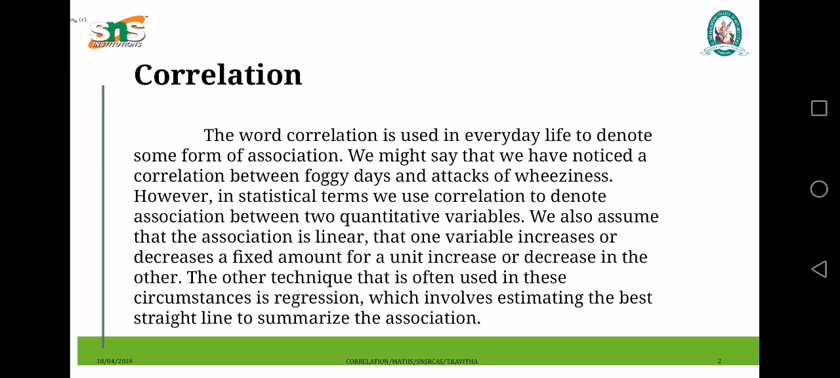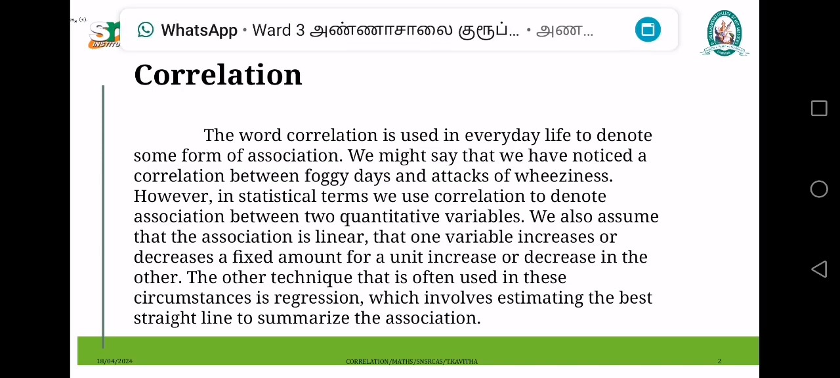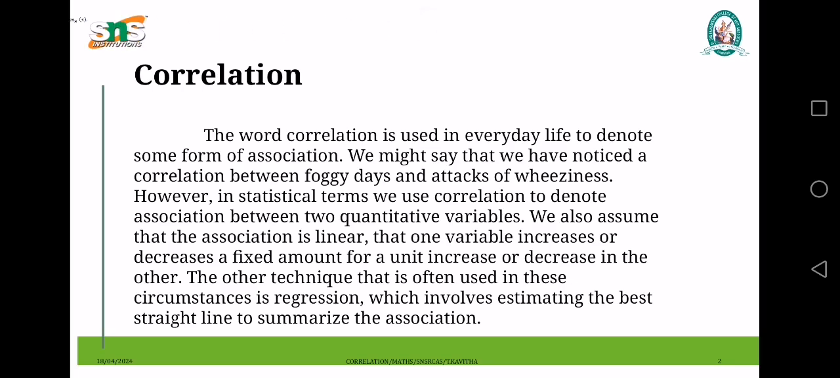Correlation. The word correlation is used in everyday life to denote some form of association. We might say that we have noticed a correlation between foggy days and attacks of bronchitis. However, in statistical terms, we use correlation to denote association between two quantitative variables. We also assume that the association is linear, that one variable increases or decreases a fixed amount for a unit increase or decrease in the other. The other technique that is often used in these circumstances is regression, which involves estimating the best straight line to summarize the association.